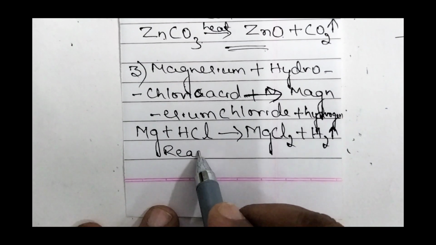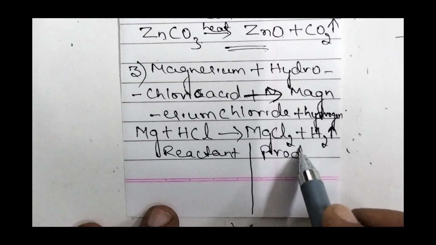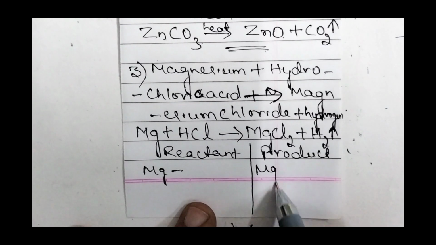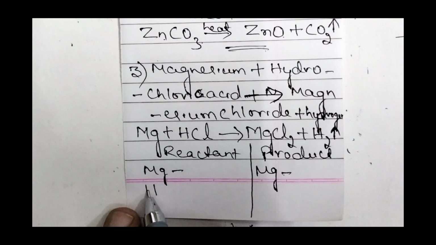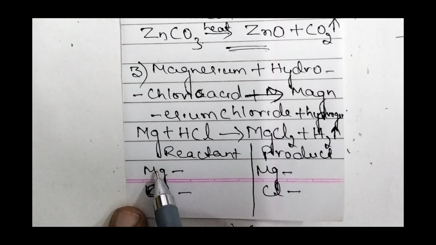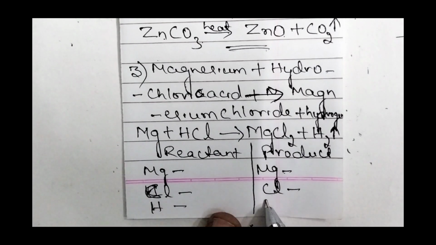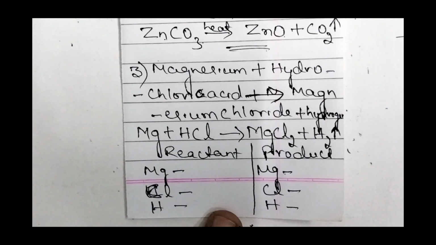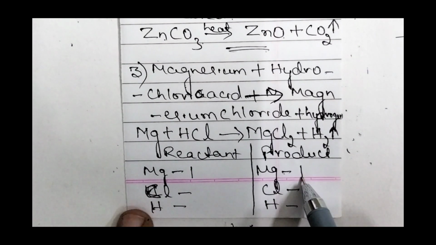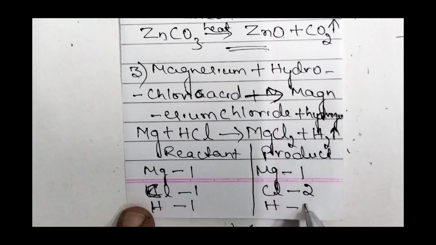So this side reactant and this side product. Towards the reactant side, what is there? Magnesium is there. This side, product also, magnesium is there. Then chlorine, you have to write Cl. This side also Cl. Magnesium is a metal, chlorine is a non-metal, and then we have to balance hydrogen, that is H. So now let us balance this one. Mg, this side 1, this side also Mg 1; this side chlorine 1, this side 2; then this side hydrogen 1 and this side 2.